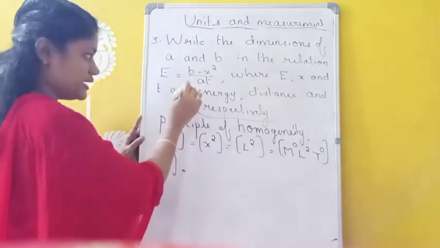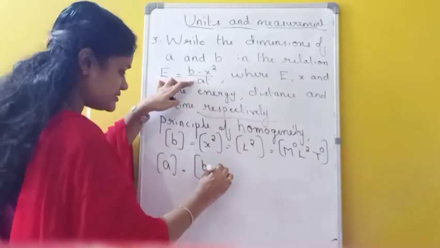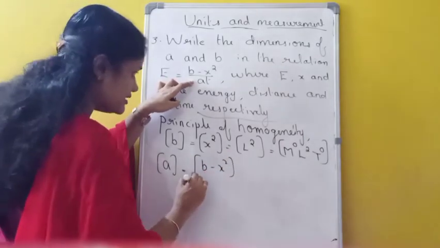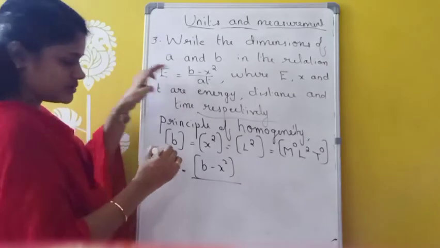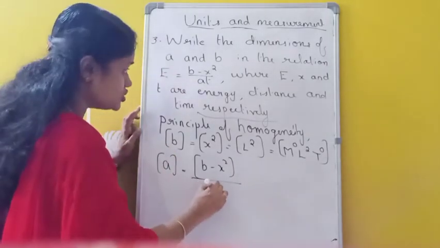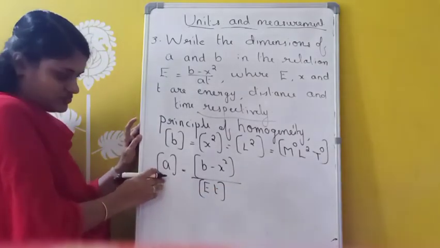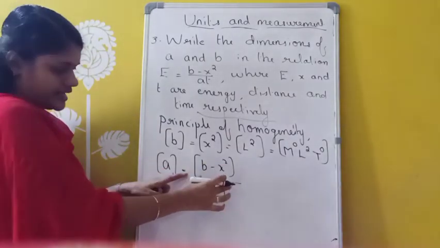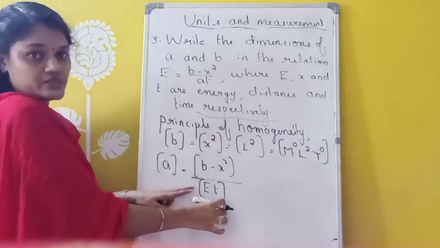So we have to find the dimension of A as how much? The dimension of B minus x square divided by which one? This A will be coming here. Okay, this E is coming here. Dimension of E into which one? T. So we have to find the dimension of A by dividing dimension of B minus x square by which one? The dimension of E into T.